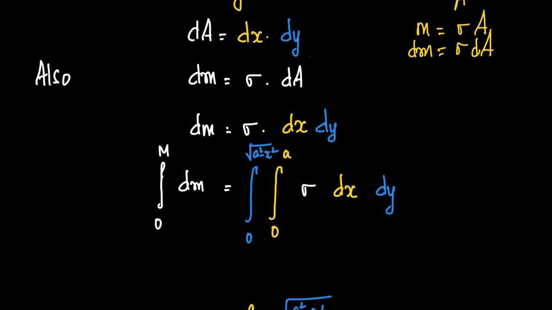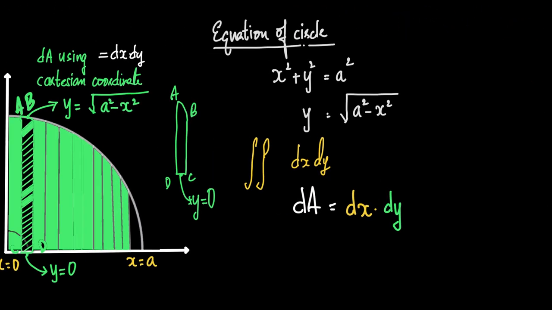Which means if I were to write integral 0 to m dm, it would mean double integral along dx and dy. dm will be replaced by sigma into dx dy, right? Now we have the limits 0 to a and 0 to root of a square minus x square. To understand which, we will have to come back to the diagram.